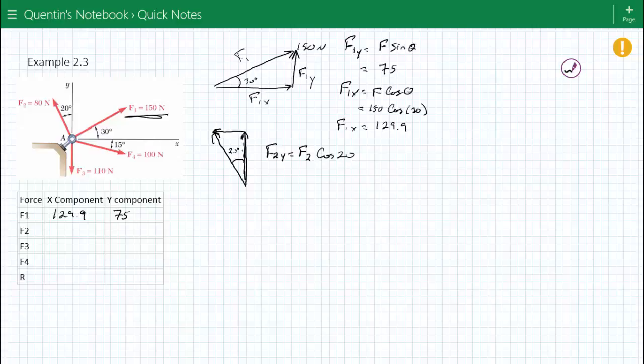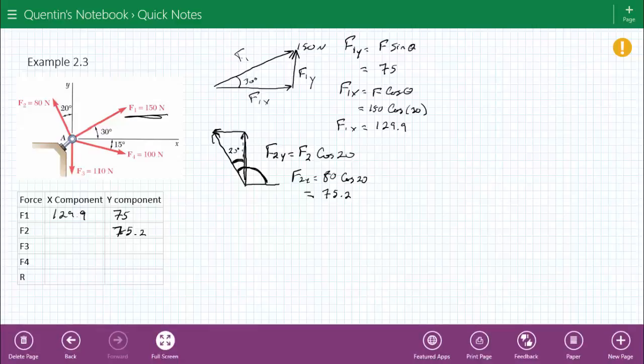Well, because if you had defined the angle from here over to there, then it would be F2 sine. But we're given this angle right here, and so you just have to look at the triangle and do the trig. And so therefore, F2y is equal to 80 times cosine of 20. So that ends up being equal to 75.2. So let's put that over here, 75.2.